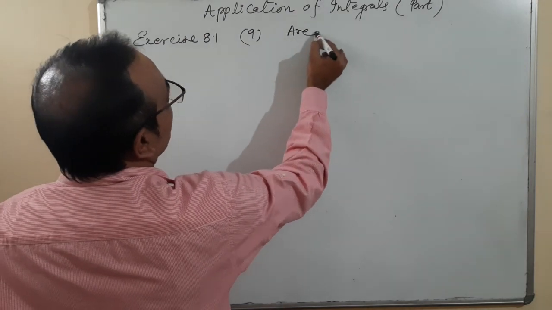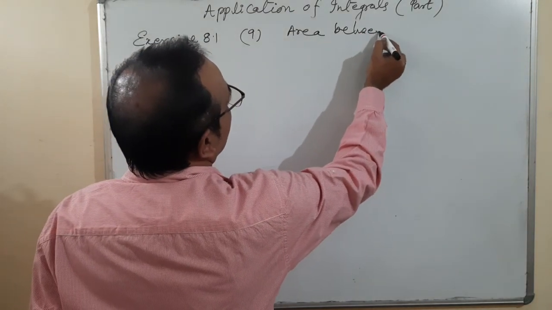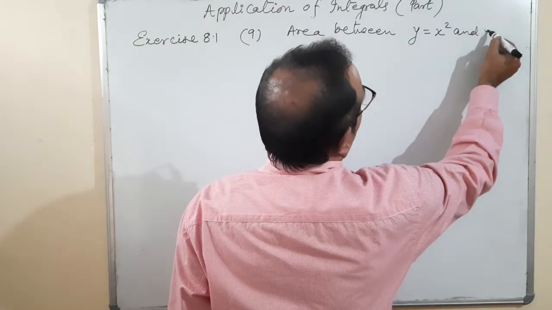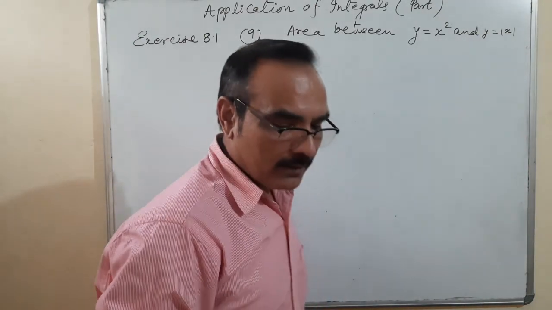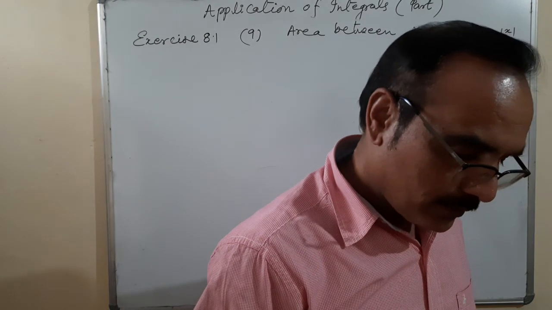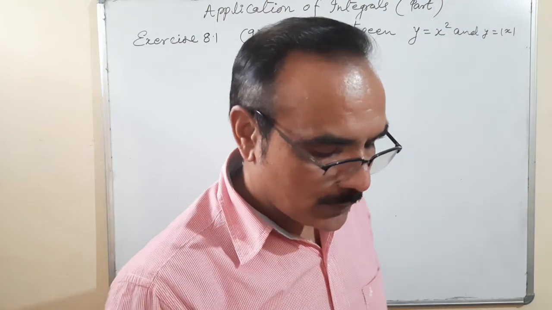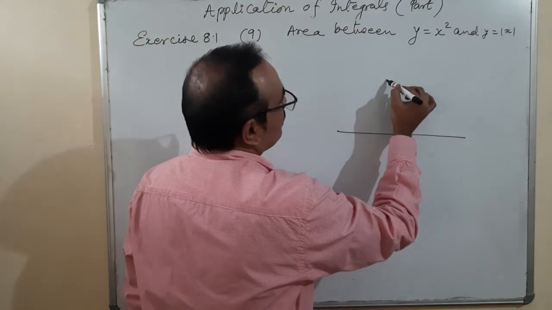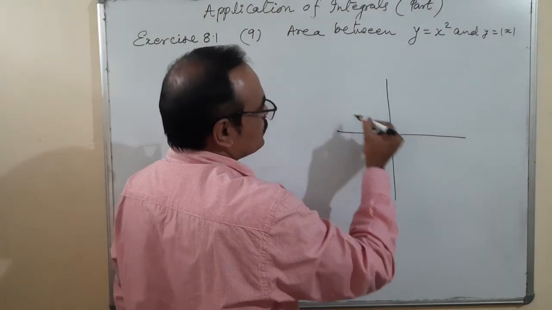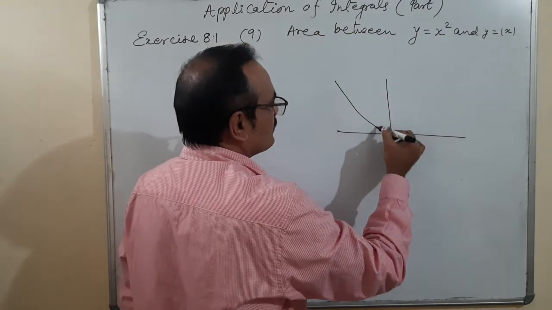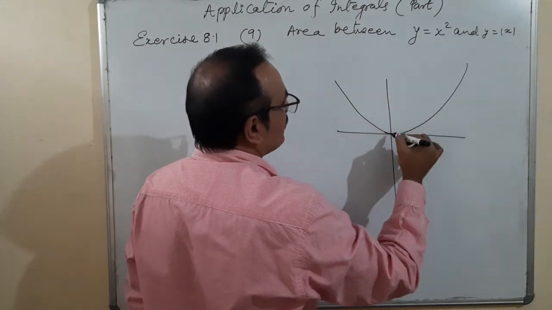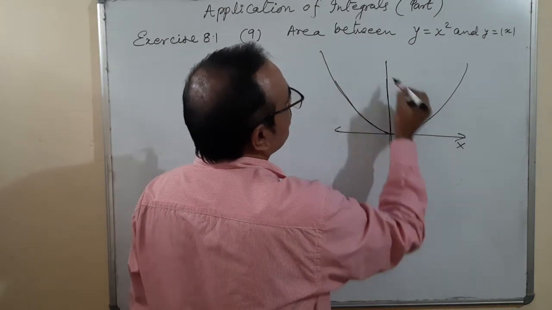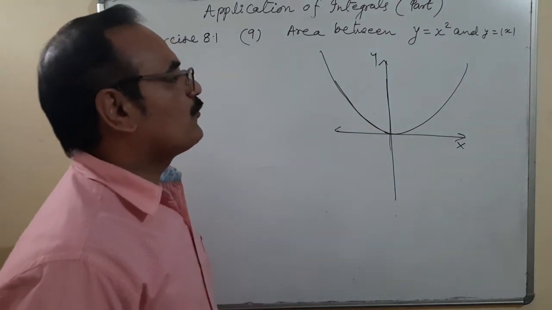Area between y is equal to x square and y is equal to mod x. Okay. x square is equal to y. This is a parabola. Okay. x square is equal to y, y is equal to mod x.